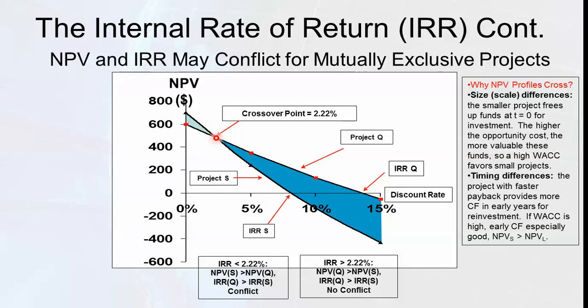So whenever the discount rate is higher than the cross rate, the smaller projects are better, or the projects with higher cash flow in the beginning are better. That's why there's a conflict. But if the discount rate is smaller than the cross rate, then we prefer project Q because we don't have that problem.